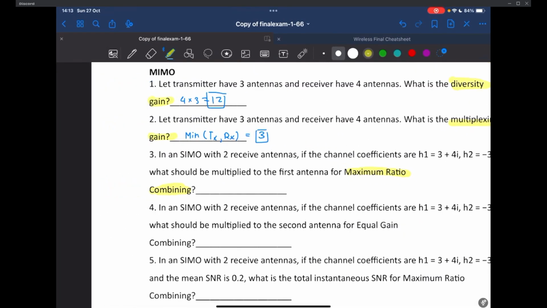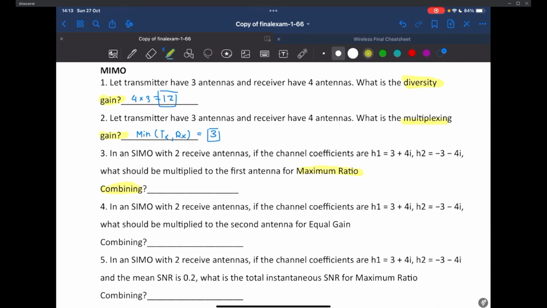So maximum ratio combining, we just have to find the conjugate. It's asking for the first, there's first and second here, but we look at the first. So you take the conjugate of the first one. The conjugate of this is just flipping this symbol to negative, or if it's negative, flipping to positive. So it becomes 3 minus 4i.